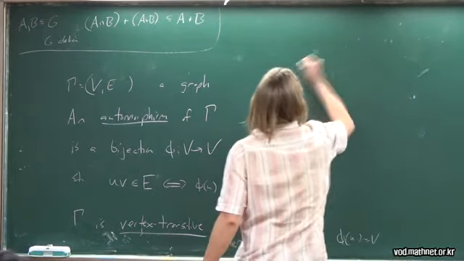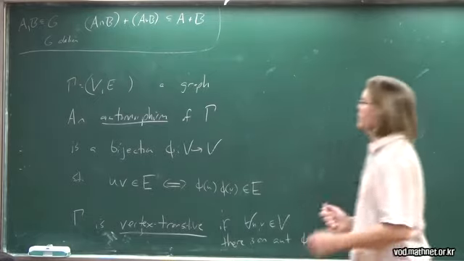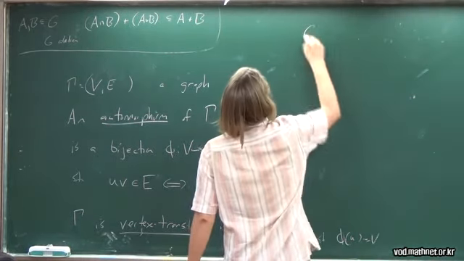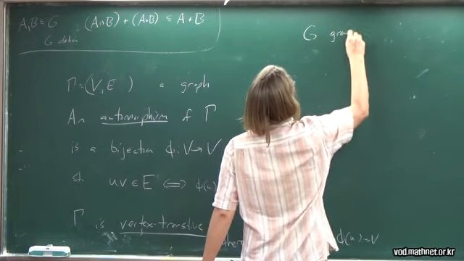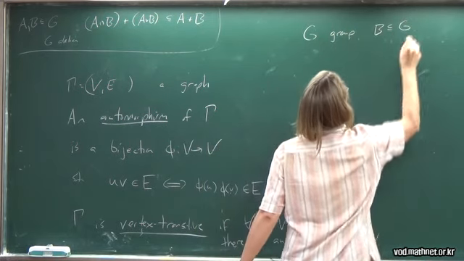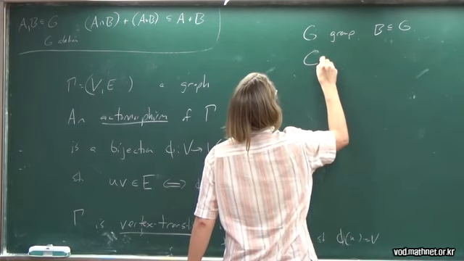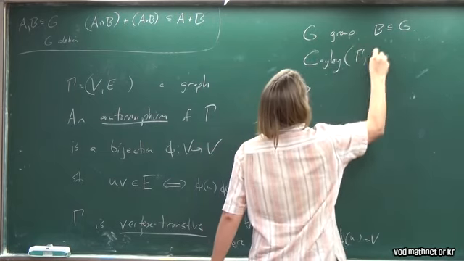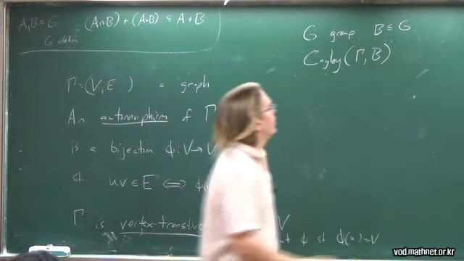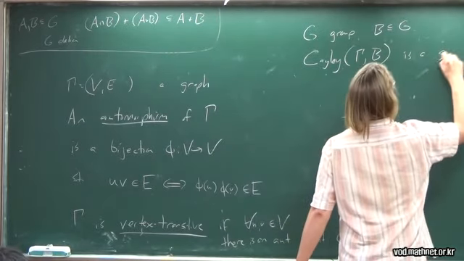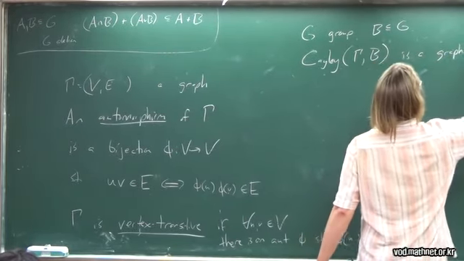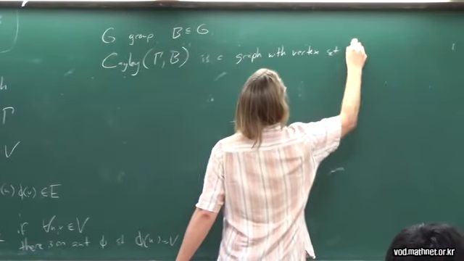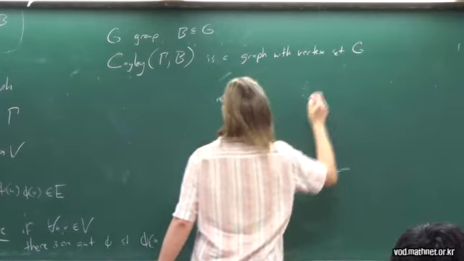So there's a rich source of vertex-transitive graphs that we get from groups. So here, G is always a group, and B is just some subset. The Cayley graph on G generated by B is a graph with vertex set G.